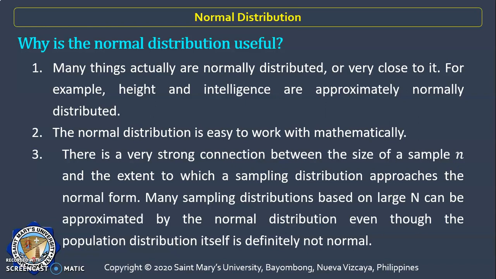And number 3, there is a very strong connection between the size of a sample n and the extent to which a sampling distribution approaches the normal form. Many sampling distributions based on large n can be approximated by the normal distribution even though the population distribution itself is definitely not normal. Number 3 is something to do with the central limit theorem. And central limit theorem is used to determine the sample size when you are doing your research.